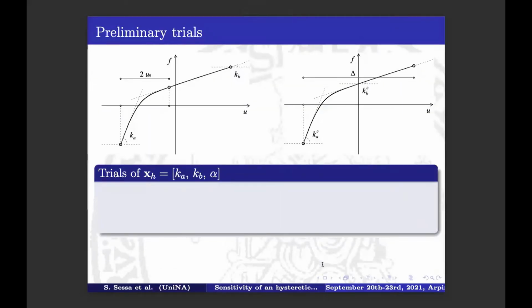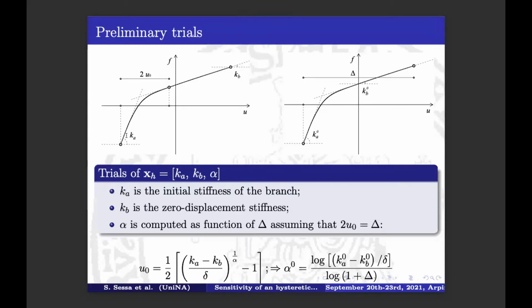This figure represents a generic theoretical transition curve of the hysteretic model, in which we can see some parameters reported on the graph. And if we wish to get appealing, consistent first trials for the parameters, the easiest way to do it is to compute the tangent stiffness at the beginning of the branch for Ka and the tangent stiffness at u equal to 0 for the Kb case.